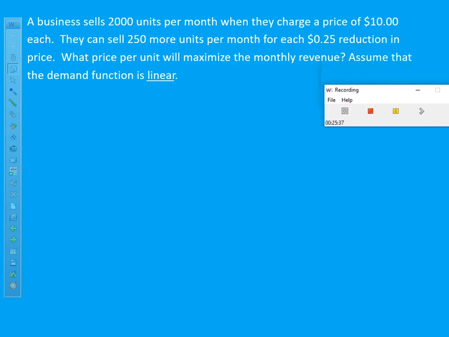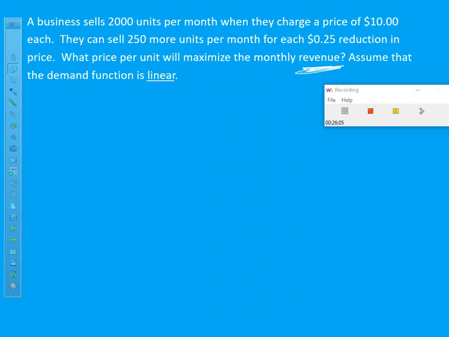So here goes. It says a business sells 2,000 units per month when they charge a price of $10 each. They can sell 250 more units per month for each quarter in reduction that they give the consumers. What price per unit will maximize the monthly revenue, and assume the demand is linear. Now, let's come over. I want to maximize my revenue.